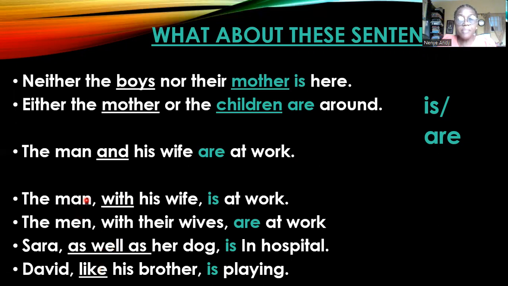So when you have the man with his wife, we put is because we do not consider this part. It starts with. We do not consider it. We only consider the first part. And if the first part is singular, everything is singular. So it's like you're saying the man is at work. This is just extra information and we do not consider it when we are trying to know whether we should put is or are.